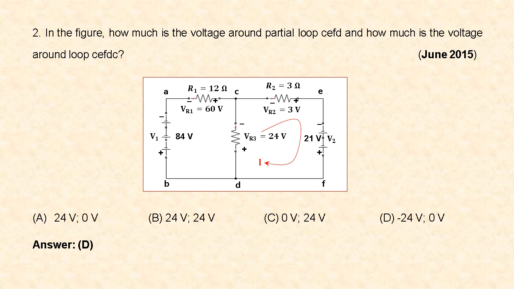If you consider the loop CEFDC, as we move on in the direction of current, the voltage across R3 is, we go from plus to minus. So it is a drop. Hence it is given positive value. That is, the terminal at which current enters is given positive and the terminal through which current leaves is given negative. So the drop across R3 is considered as positive, 24 volt. So the total voltage is minus 24 plus 24, which is equal to 0 volt. Hence answer D is correct.